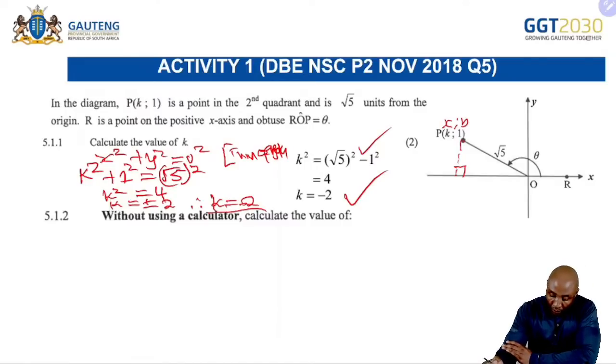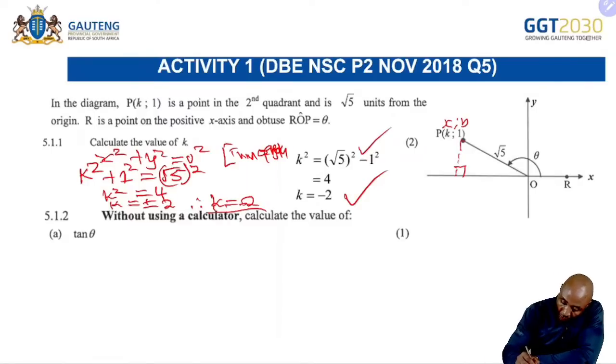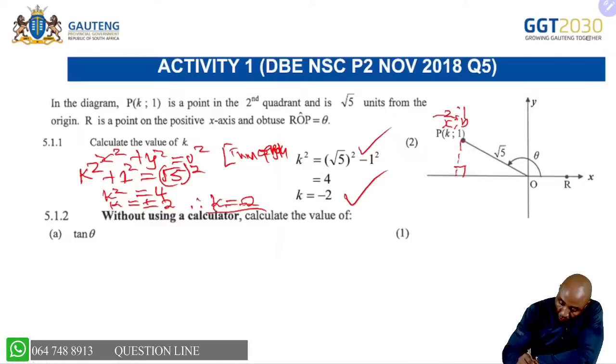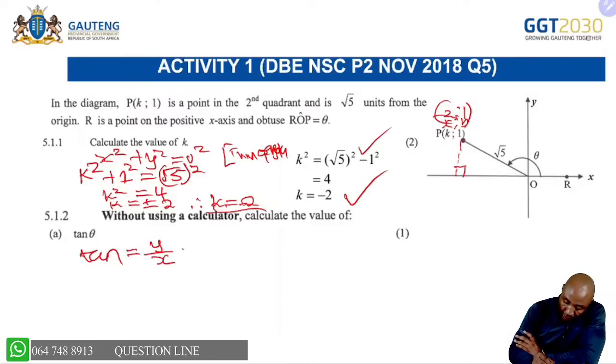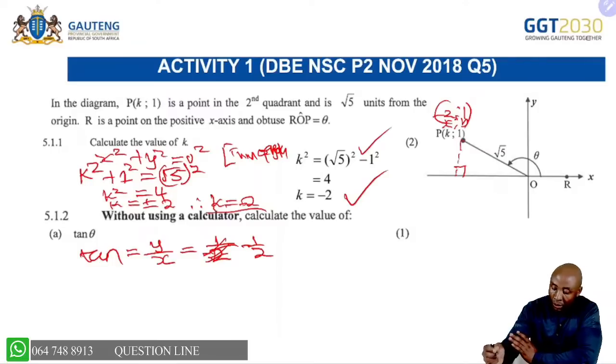We move on now to 5.1.2. We are supposed to find tan theta. Remember, we know that here we have -2, so the coordinates there are -2 and 1. So from there on, tan theta, we know that tan is equal to y over x, and you are able to see that your y is 1 over negative 2, which means our answer there will be negative 1 over 2. We are done.